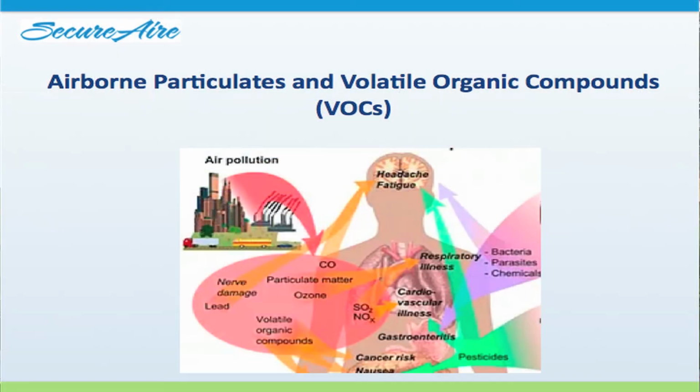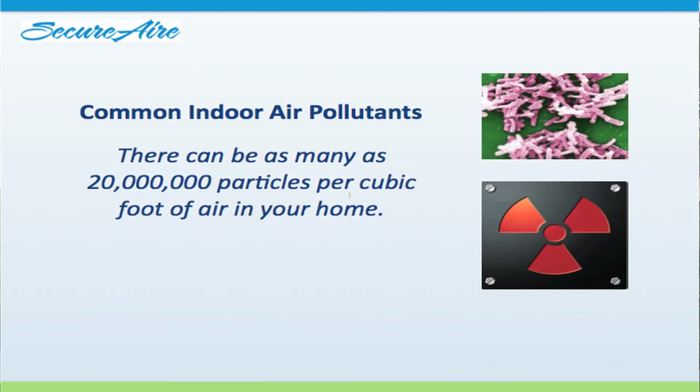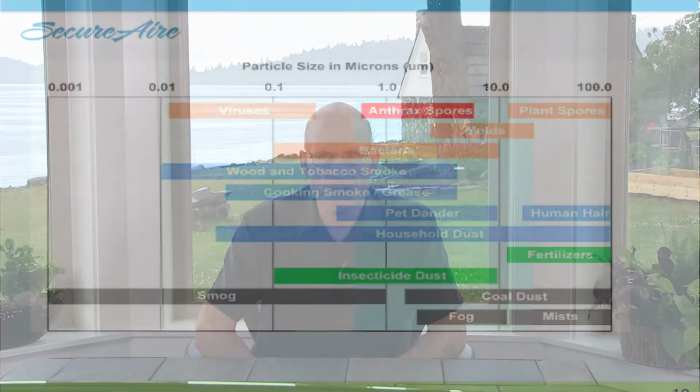Airborne contaminants break down into 2 categories: particulates and VOCs, volatile organic compounds. There can be as many as 20 million particles per cubic foot. We breathe 17,000 quarts of air a day. It's almost unimaginable how much we're putting into our bodies that we're unaware of. These particles can be large down to very small.